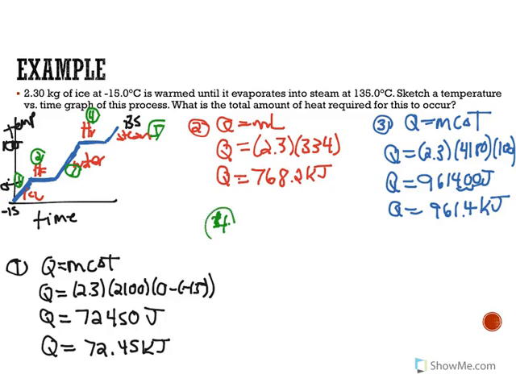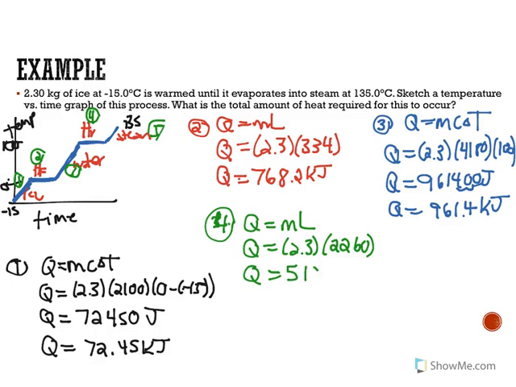Number 4. Q is equal to ml. We have our heat of vaporization value we need. So Q is equal to 2.3 times our heat of vaporization value, which is 2260. And Q is equal to 2.3 times 2260. Wrong thing on my calculator. 5198 kilojoules. And that was number 4.